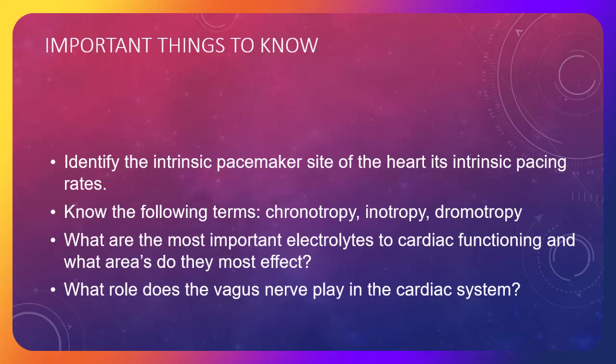All right. Intrinsic pacemaker of the heart is what? And its intrinsic pacing rate is what? 60 to 100. In order for it to be a bradycardia, what does the rate have to be? Below 60. Same way with tachycardia, above 100. So 60 to 100, inclusive of 60 and 100, is a normal heart rate.